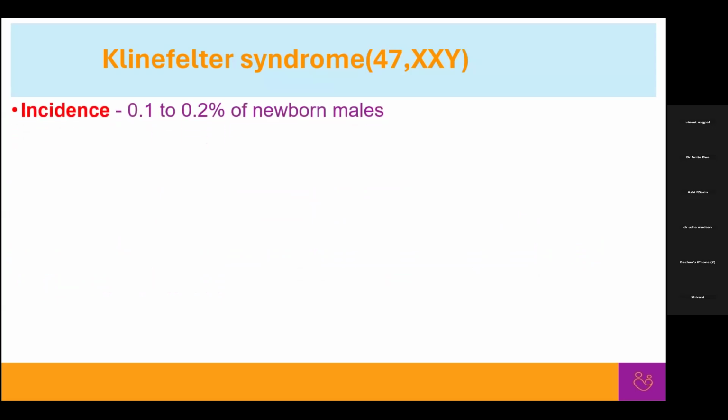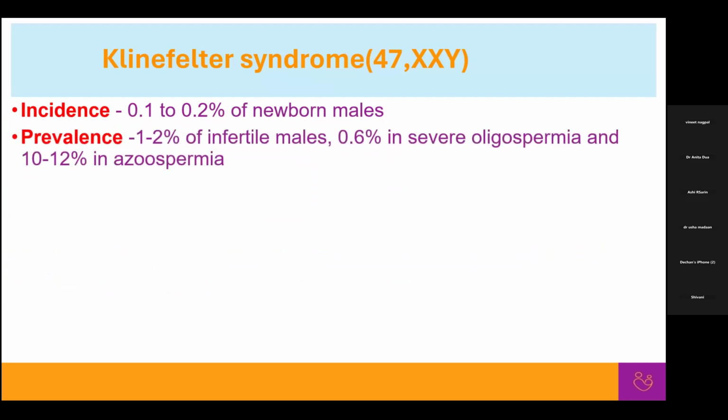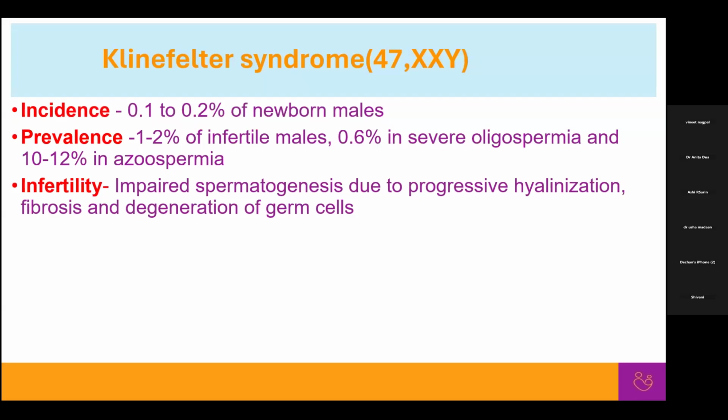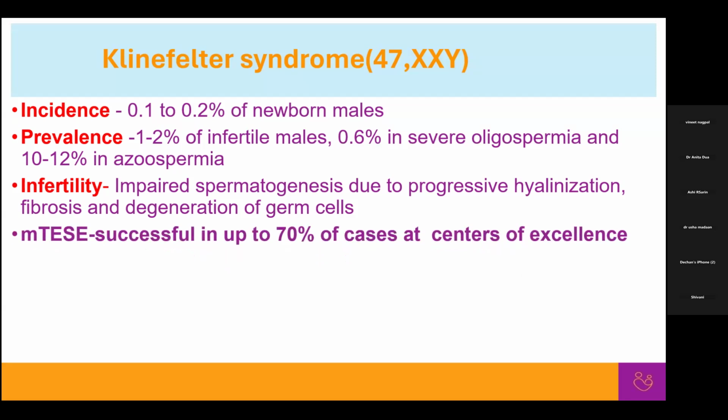Incidence is 0.1 to 0.2% of the newborn males. Prevalence is 1 to 2% in infertile males, 0.6% in severe oligospermia, and 10 to 12% in azoospermia. So infertility is due to impaired spermatogenesis due to progressive hyalinization, fibrosis, degeneration of the germ cells in the testes, which usually starts at puberty, and testicular extraction of the sperm is successful in up to 70% of the cases at centers of excellence. I would say we have a center of excellence, Jindal IVF.